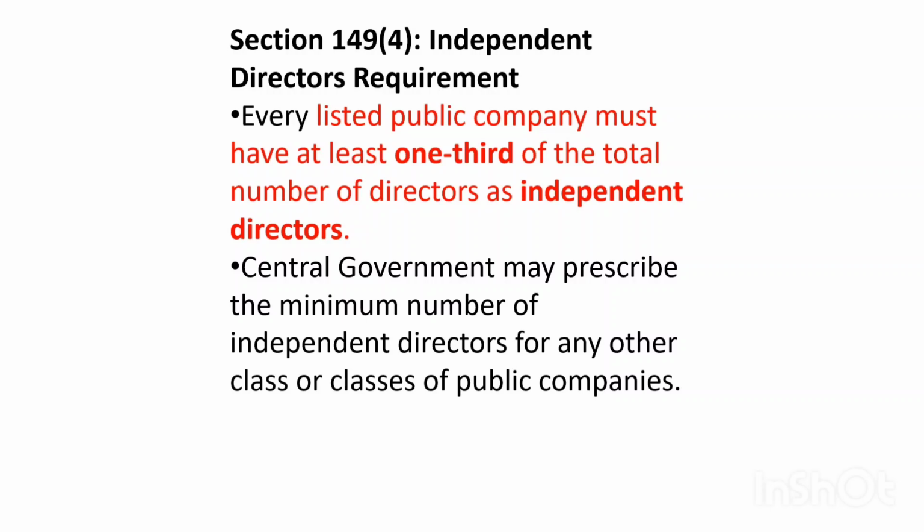Every listed public company must have at least one-third of total number of directors as independent directors. If there are 10 directors in a company, then at least one-third should be independent director in a listed company. Central government may prescribe the minimum number of independent directors for any other companies or class of public companies.